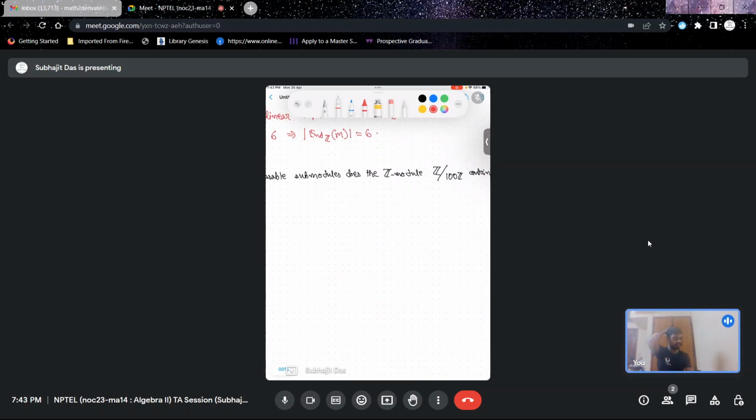Firstly, what are all the submodules of Z mod 100Z? The submodules of Z mod 100Z are in one-to-one, order preserving correspondence with the submodules of Z which contain 100Z, right? So what are those containing 100Z?